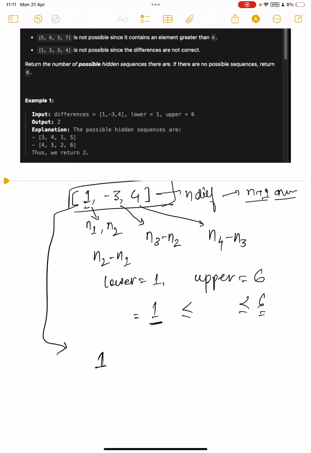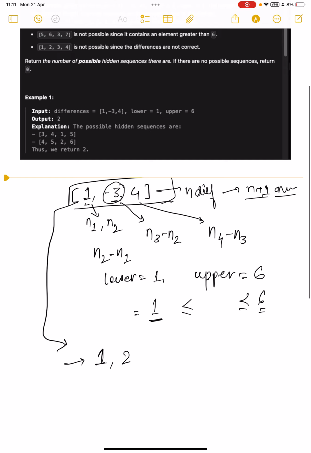So starting with number 1, the next number will be 2 because the difference is 2. Then to find the next number, we add the next difference, which is -1. So if you see, 2 and -1 gives... minus 3 and then we find the next number, which is 3. So this is one sequence, right? But if you see, we have a number which is going out of range, which is less than 1, so this can't be the sequence.